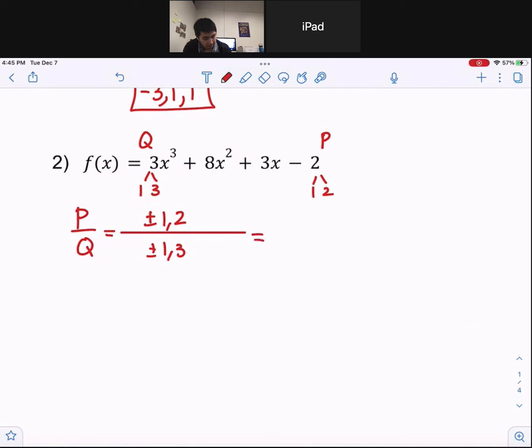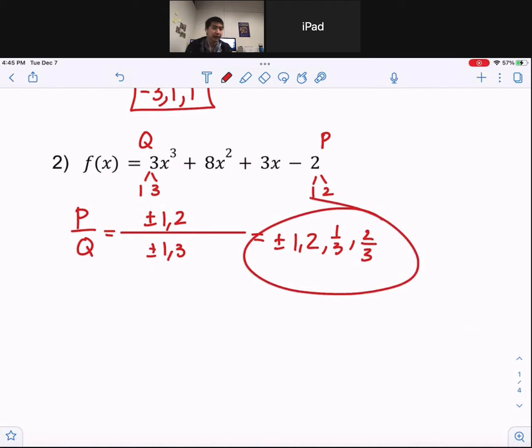Now you have to do all the top numbers divided by the bottom. So 1 divided by 1, 2 divided by 1, that's plus or minus 1 and 2. Now you have to do 1 over 3, which is plus or minus 1/3, and 2 over 3, which is plus or minus 2/3. Out of these 8, we have to figure out which one will give us a 0 for a remainder. Now I'm going to show you one that will fail.